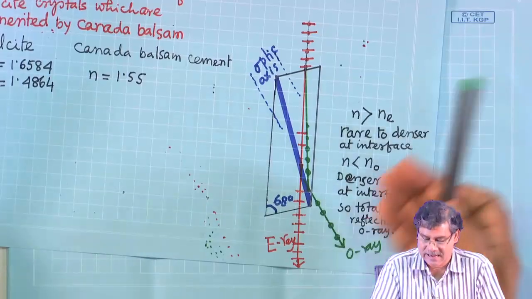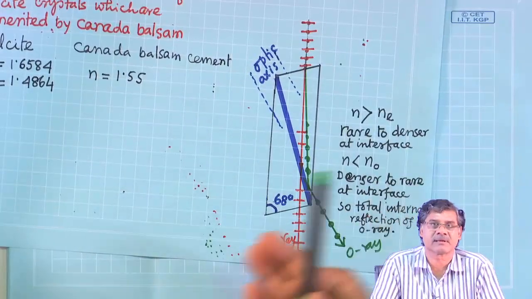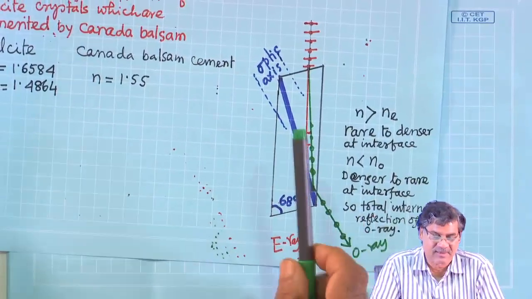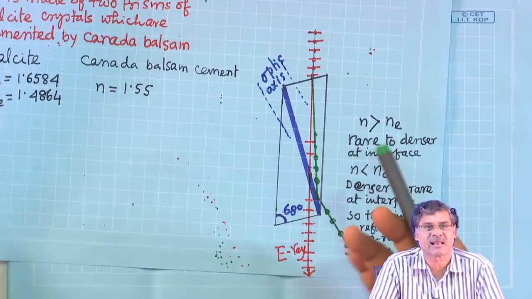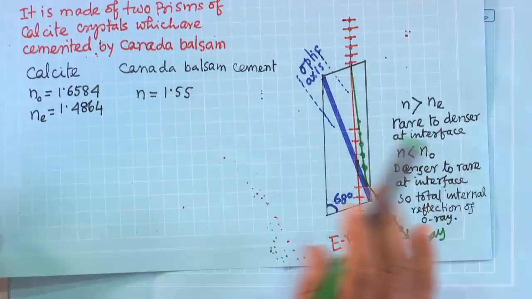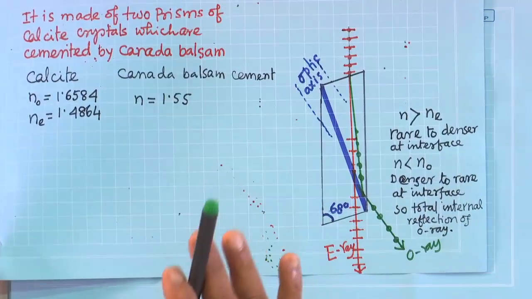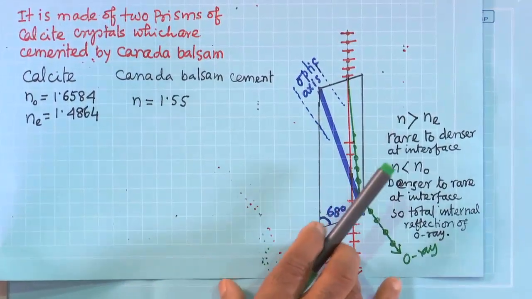So, it can be either the O ray or the E ray. That is basically how the Nicol prism is used to separate and polarize the light. And the polarizer, and what we call the analyzer, works based on this principle.